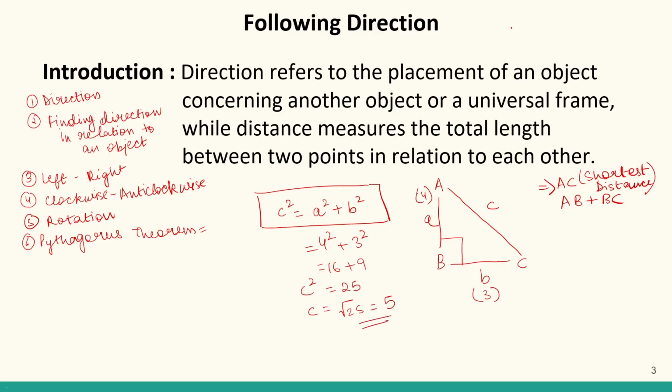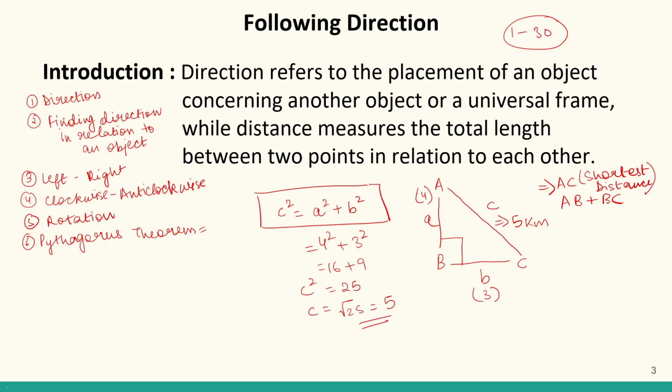So I told you to remember the squares from 1 to 30. If you remember them by heart, then this is very easy to find out. So by Pythagoras theorem, we can say that the shortest distance between A and C will be 5 kilometer. That is the only concept of Pythagoras theorem that is used in following directions.